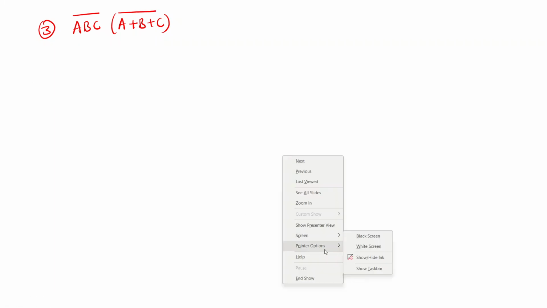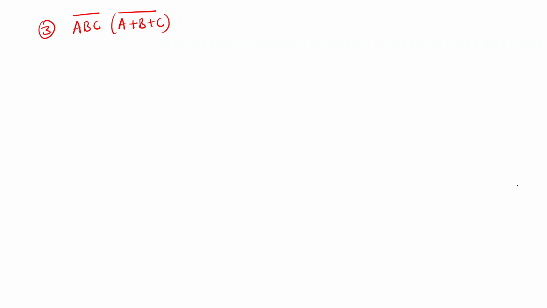A B C whole bar, A + B + C whole bar. Okay, whole bar. So how can I do this one? Just apply De Morgan's law. We know De Morgan's law, that is nothing but what? (AB) whole bar equals what? A bar plus B bar, and (A+B) whole bar equals what? A bar B bar.